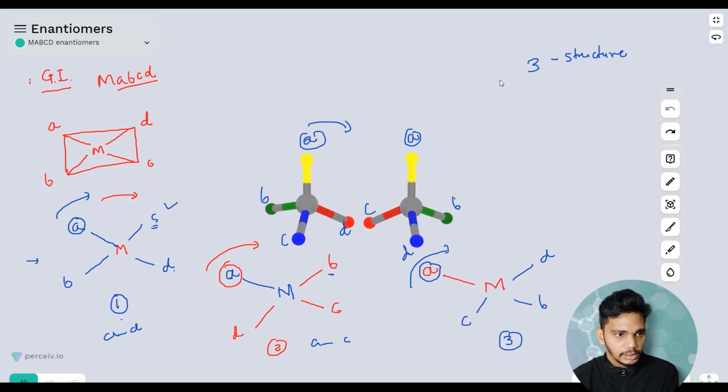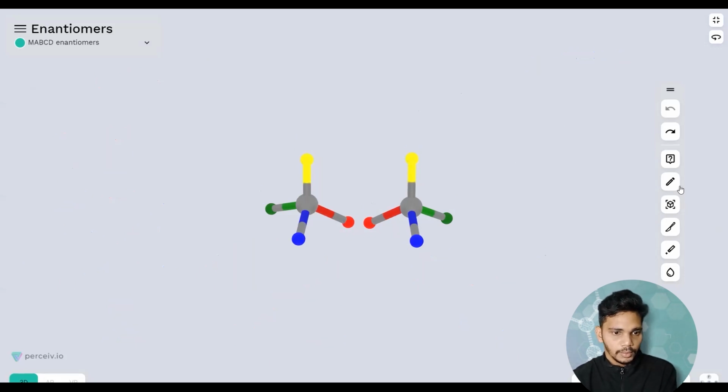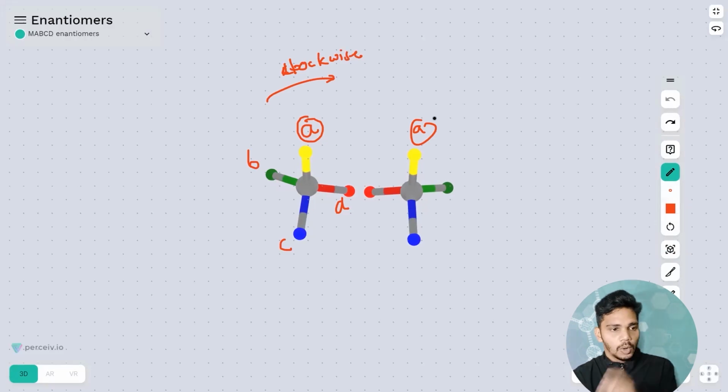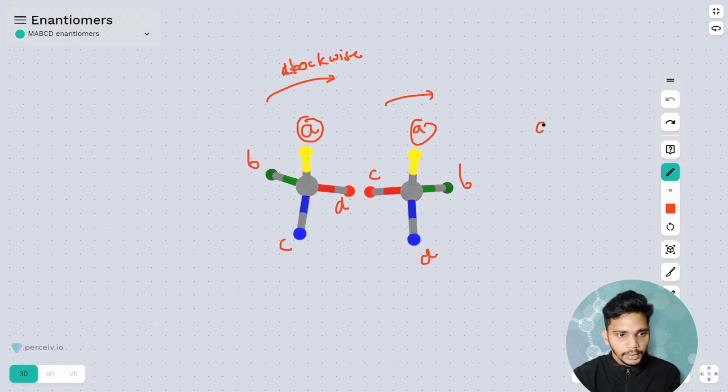Let me clear all the things and let's draw it now. This is A, this is B, this is C and D. I'm keeping A as a fixed point. When I'm keeping A as a fixed point, what's going to happen over here? It becomes fixed over here. So I'm rotating clockwise. When you rotate it clockwise, what's going to happen? B will be coming here, D will be moving here, and C will be here. Isn't it? Again, I'm going to rotate it. What's going to happen? A as it is.